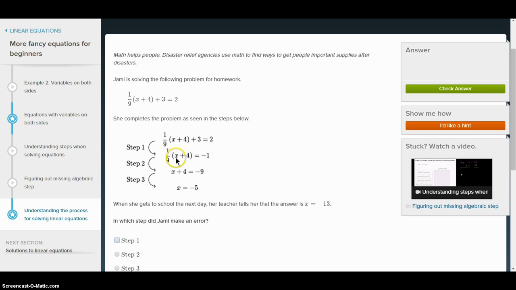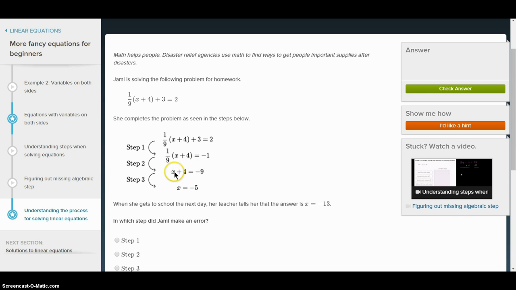And the next thing we're going to do, this thing is multiplied by 1 over 9, 1/9, and that's the same as dividing this x plus 4 by 9. So to get rid of this 1/9, we're going to multiply both sides by 9. So this part multiplied by 9 is going to be x plus 4, and then negative 1 multiplied by 9 is negative 9. So that looks good right there.